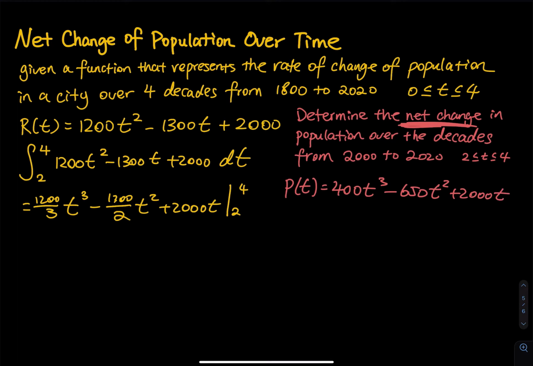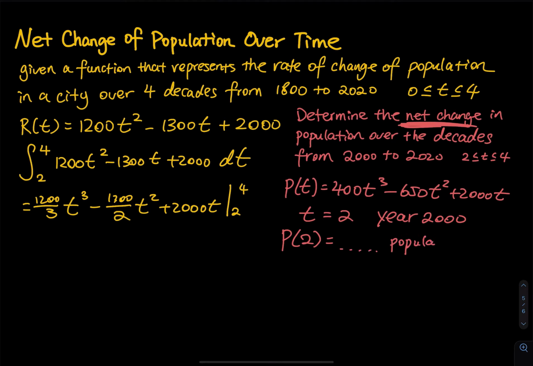So now, how do we use this? Let's say when t is equal to 2, that means in year 2000. So P of 2, when t is equal to 2, you plug in 2 and you will get a number. This is the population at year 2000. That gives you the population.